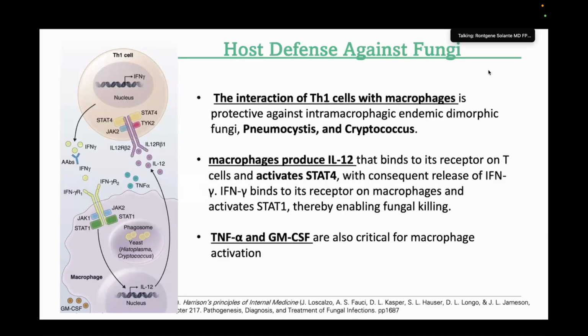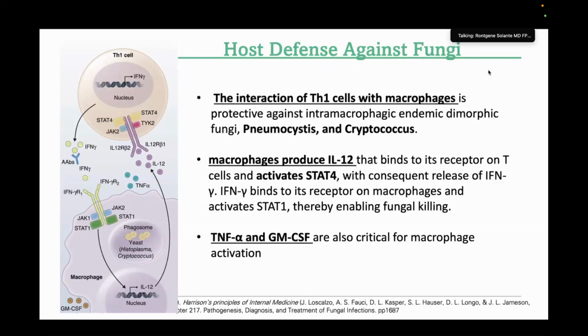Aside from your Th1 cell activating the macrophage, it can also produce your interleukin 12 that binds to its receptor on T cells and activates your STAT4, which consequently stimulates the release of your interferon gamma, which will bind to your macrophages and activate your STAT1, enabling fungal killing. And then the third in this Th1 cell pathway, you have tumor necrosis factor alpha and GM-CSF that are also critical for macrophage activation.